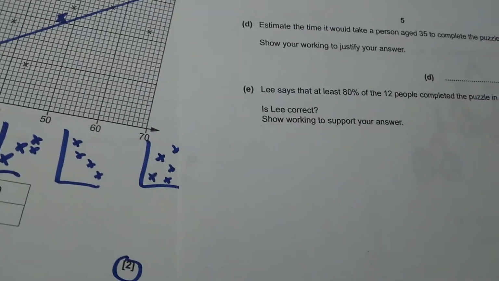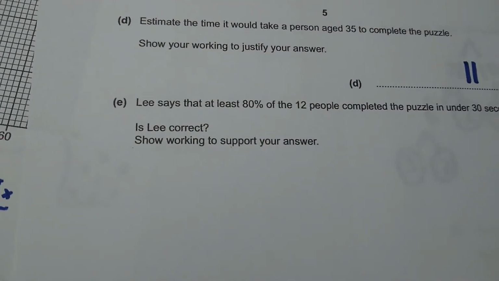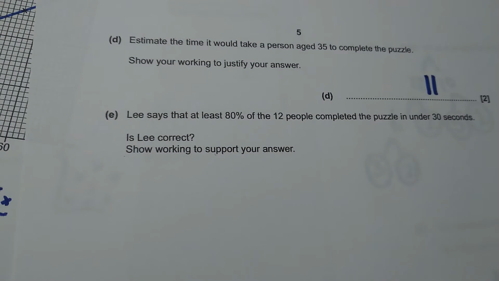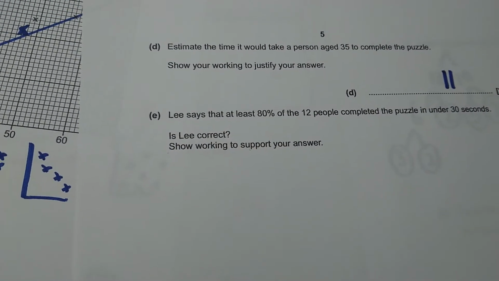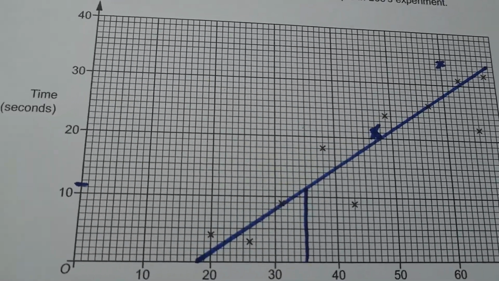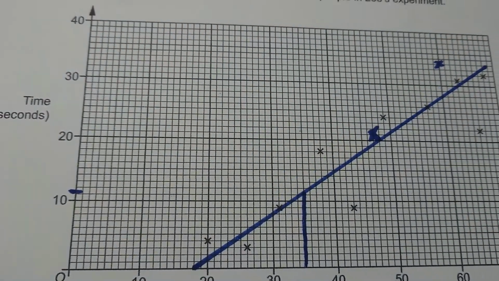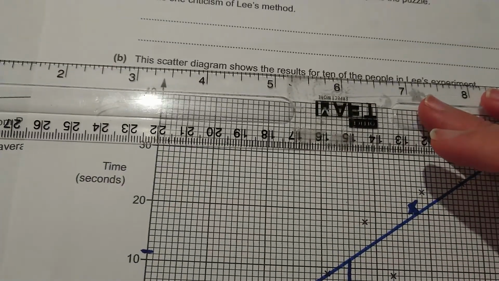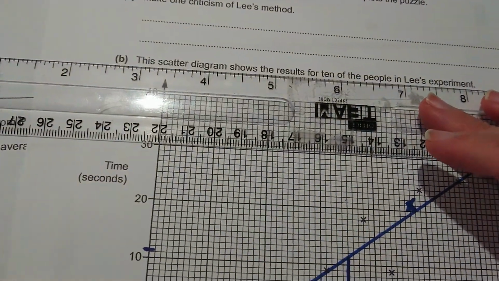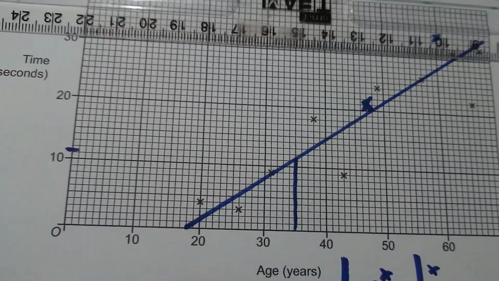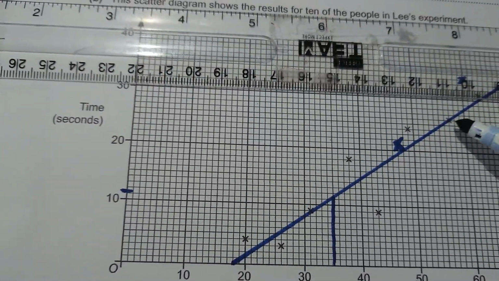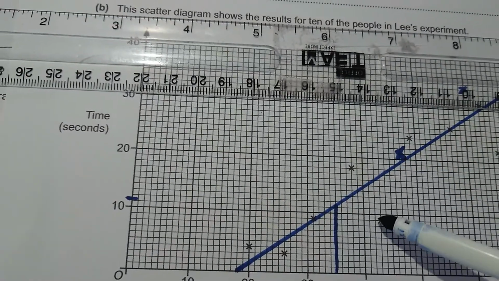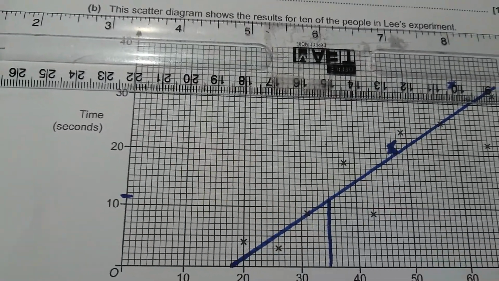Right, the next one is Lee says that at least 80% of the 12 people completed the puzzle in under 30 seconds. So is she correct? So if we have a look at the scatter diagram, we're looking for how many are under 30. So if I just put the ruler here on the 30 line, so the bottom of the ruler is on 30, and we're just counting how many are below 30. So I've got 1, 2, 3, 4, 5, 6, 7, 8, 9 points that are below 30.